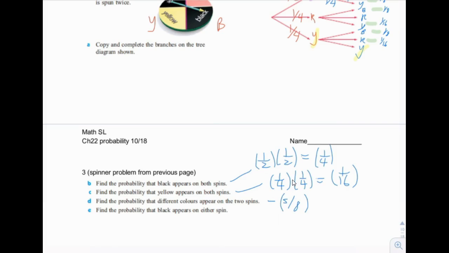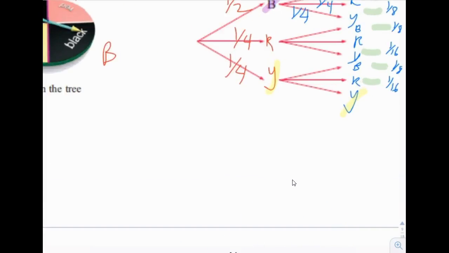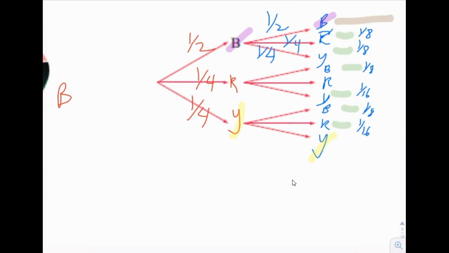Okay. Finally, find the probability that black appears on either spin. Okay, so which one is black on either spin? That would be first one. It would be this one or this one. Any of those that has black on the first spin is fine. Black on the second spin here. Black on the second spin here. Okay. So we have most of these probabilities calculated. 1/8 plus 1/8 plus 1/8 plus 1/8. That's 4/8, which is a half. Plus we got this one at the top, which is 1/2 times 1/2, which is a fourth. So we got a half plus a fourth. That's 3/4, right?